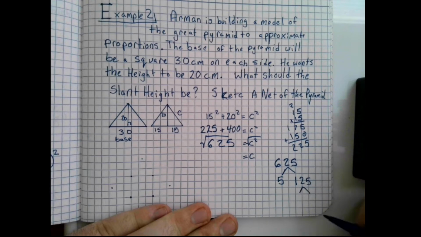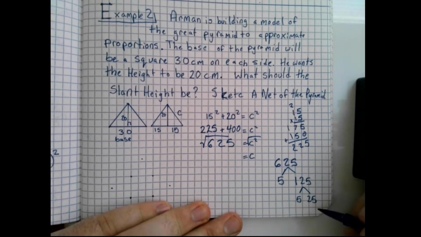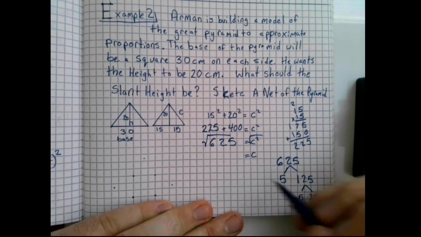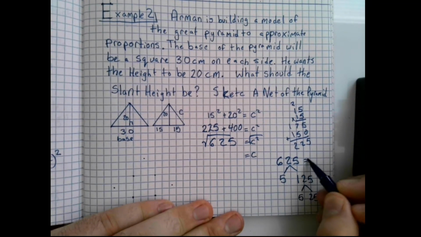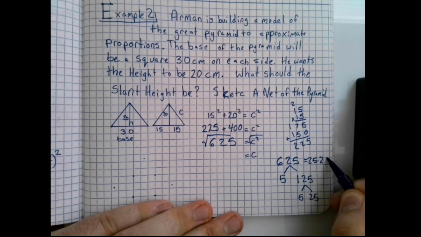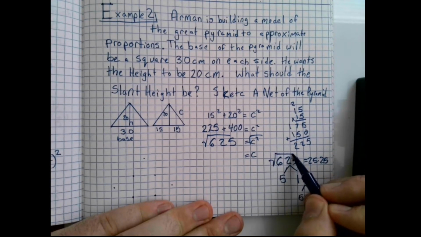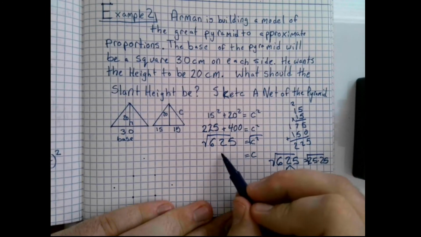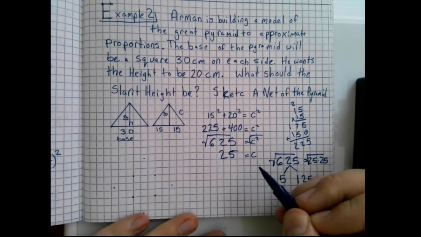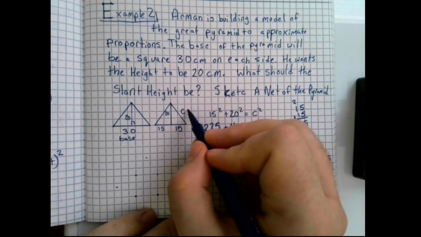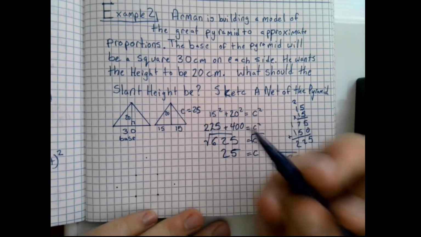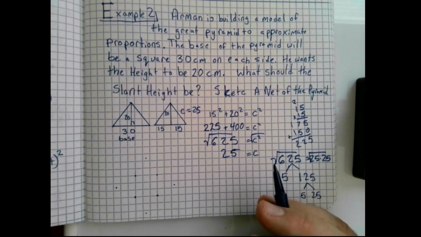Well, 125, that's 5 times 25. Now, when we get to this step, we could continue going on in 5 and 5. But no, 25 is 5 times 5. So that means 625 is 25 times 25. So the square root of this is just 25. That means our slant height is 25. And that's going to be important when we're drawing our net.